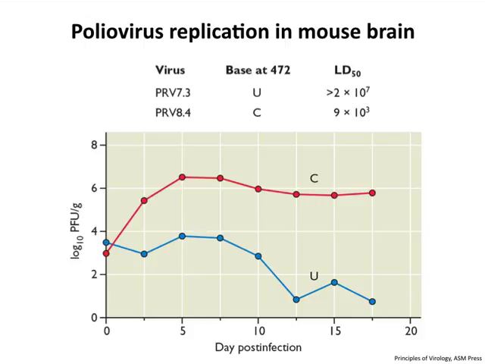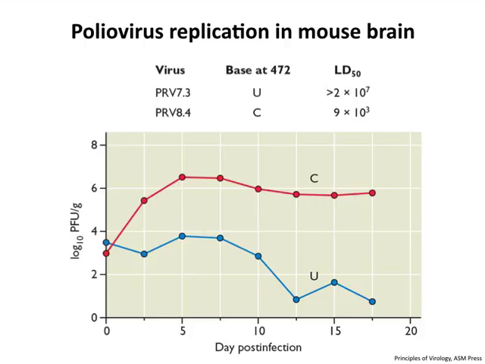So one way you can measure the virulence of this virus is by infecting mice. In this assay, the virus is injected directly into the brain, and then you see if paralysis occurs. And then you calculate the amount of virus needed to paralyze 50% of the animals. And so for the wild-type virus with a C, about 9,000 plaque-forming units injected into a mouse brain is enough to paralyze 50% of the animals. So that's a number we've placed on its virulence.